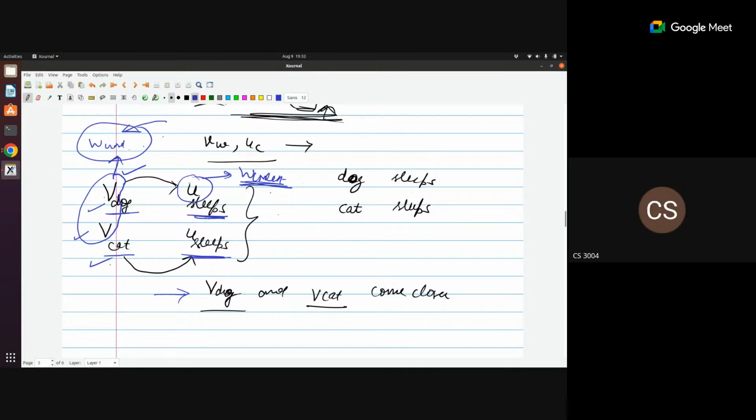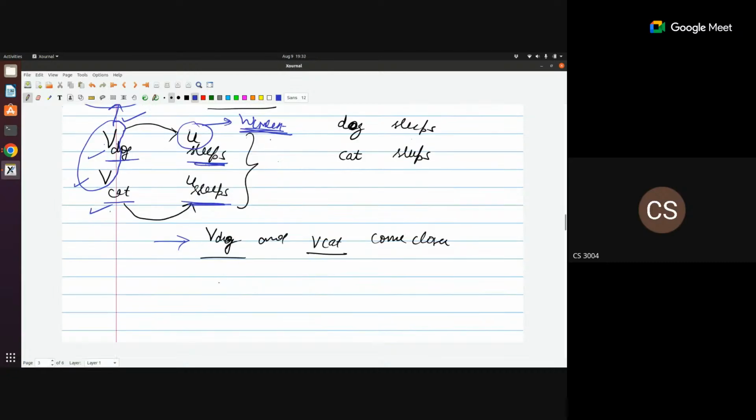Is this clear? By the way, in the matrix W word, there will be a representation for V sleeps, and that will be the correct representation of sleeps, where V dog may not be very close to V sleeps and V cat may not be very close to V sleeps. Did I make myself clear?